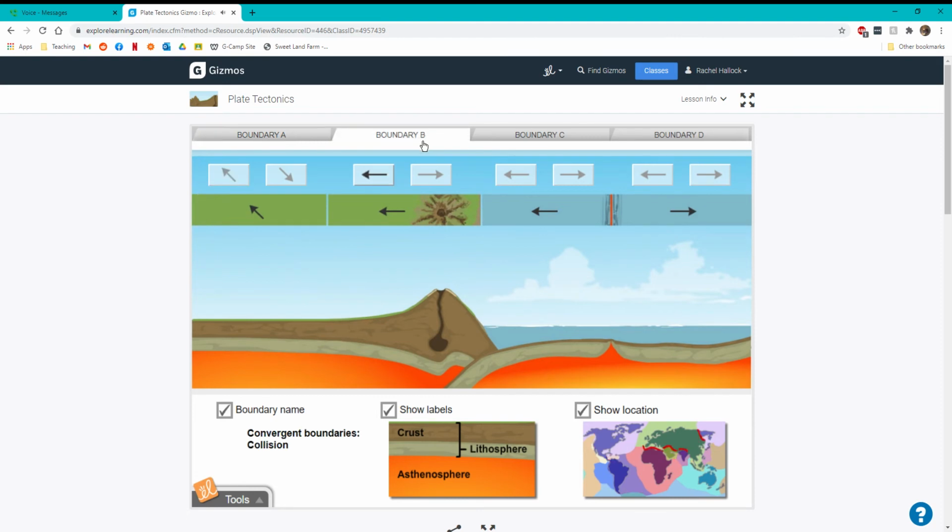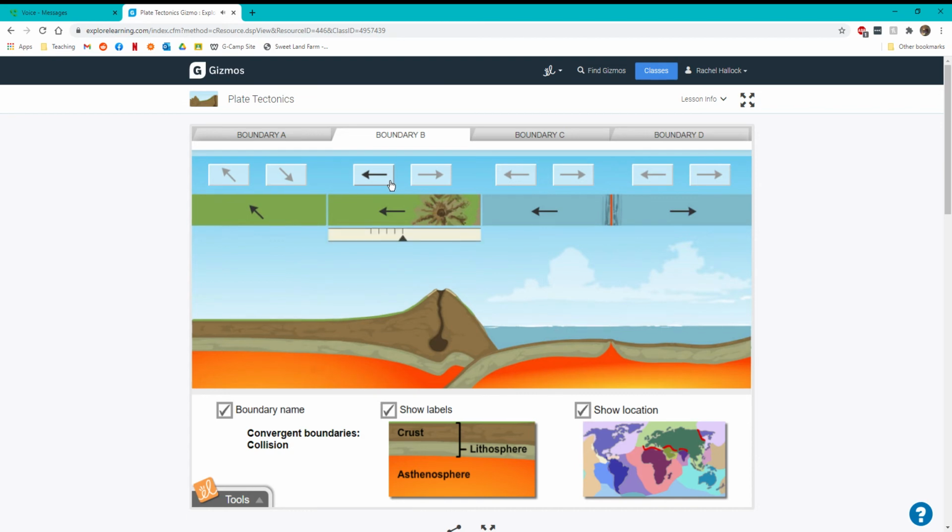Let's look at boundary B. So these are specifically convergent boundaries that are collisions. And they happen in different places. So you can see Africa, the top of Africa, between Saudi Arabia and Europe, Europe and Asia, between India and Asia, and then over here in Russia.